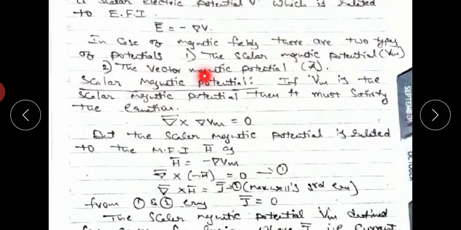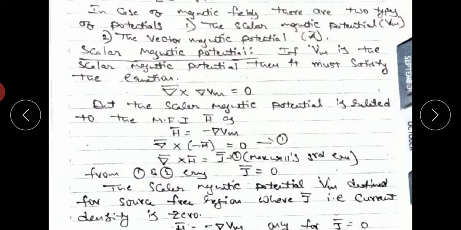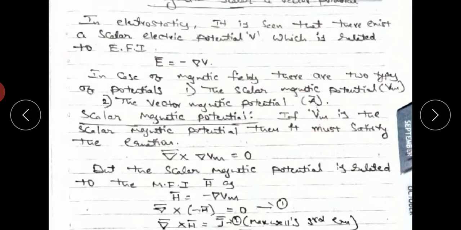So first one, scalar magnetic potential, has only magnitude. If Vm is the scalar magnetic potential, then it must satisfy the equation del bar cross del Vm equals 0. So curl of gradient of any scalar equals 0. This is the property of vectors. The scalar magnetic potential is related to the magnetic field intensity H bar equals minus del Vm.